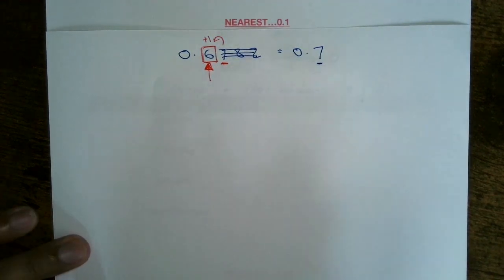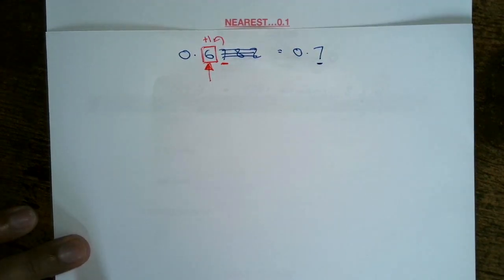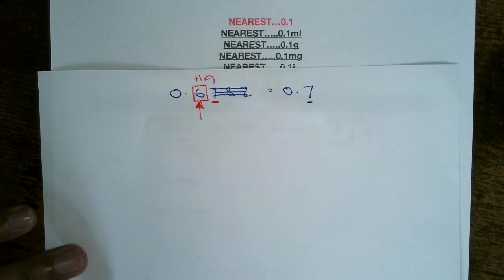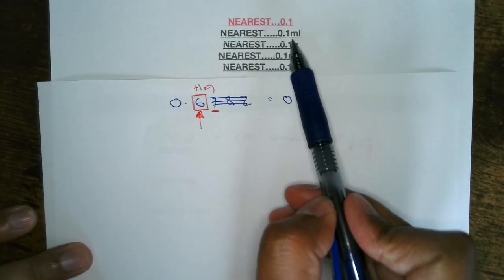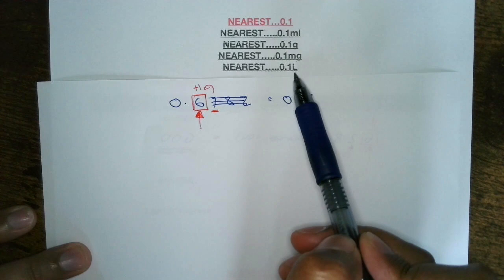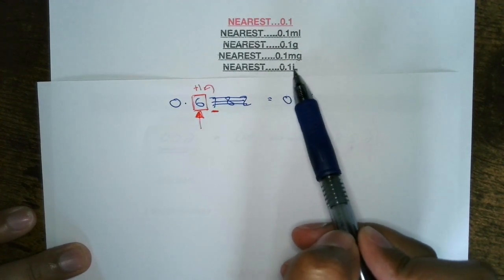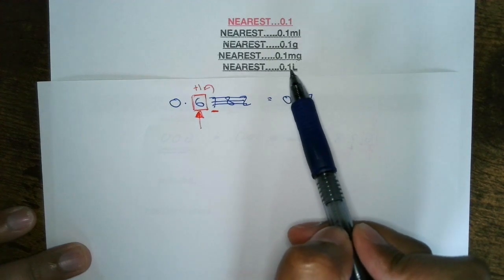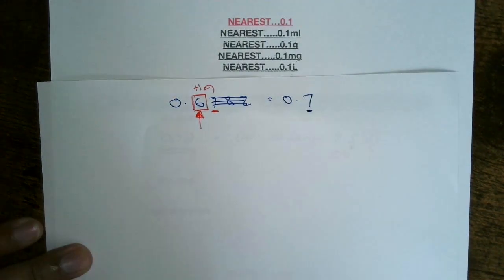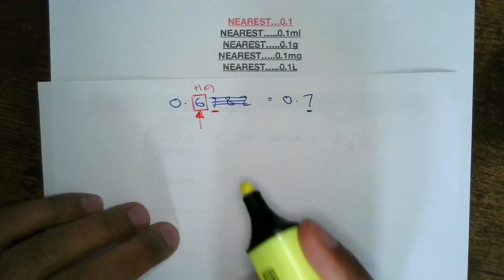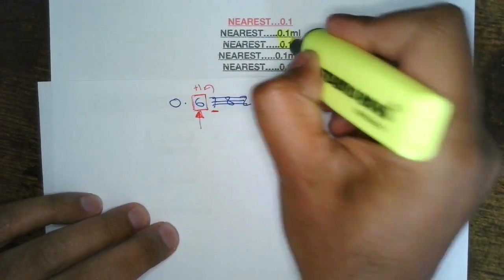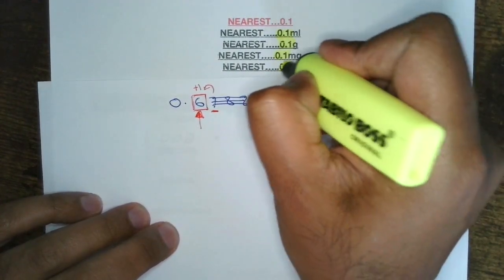So it doesn't really matter when they ask you to round to the nearest 0.1 mil, or 1 gram, or 1 milligram, or 1 litre, or to the nearest 0.1 millimolar. You're interested in this bit. You're interested in the 0.1, okay?